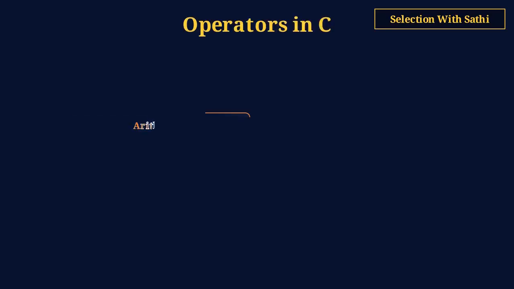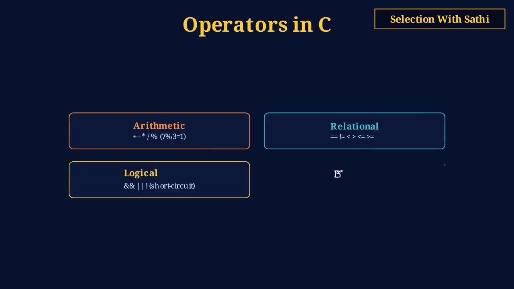Fourth concept, operators in C. C has 4 main categories of operators. Arithmetic operators are plus, minus, star for multiplication, slash for division, and % for modulo. Modulo gives the remainder, 7 % 3 equals 1.